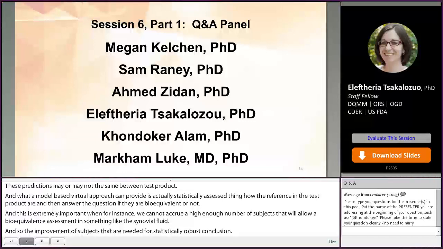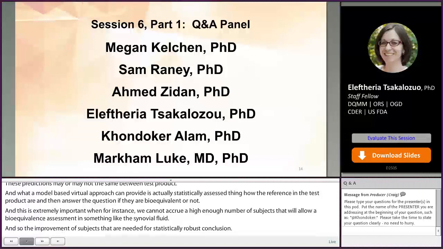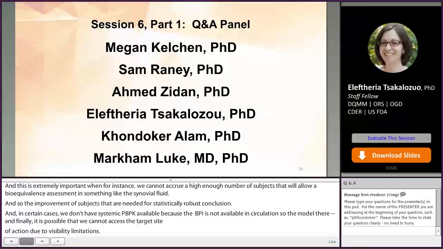And finally, it is possible that we cannot access the target, the site of action, due to ethical and feasibility limitations. So in all of these cases, a dermal PBPK model, along with in-depth characterization of the reference and the test product and any other studies that are deemed necessary for risk mitigation, can be used to eliminate a significant knowledge gap, which is what are the local API amounts at the site of action.